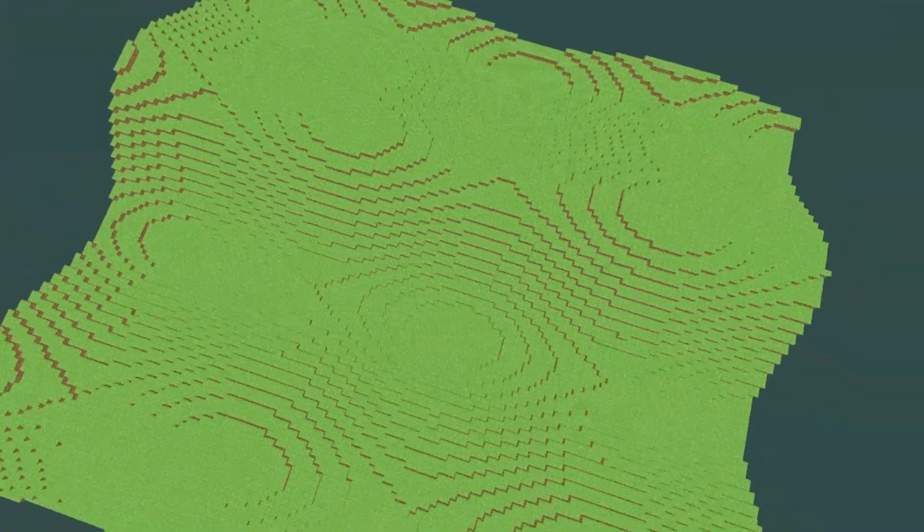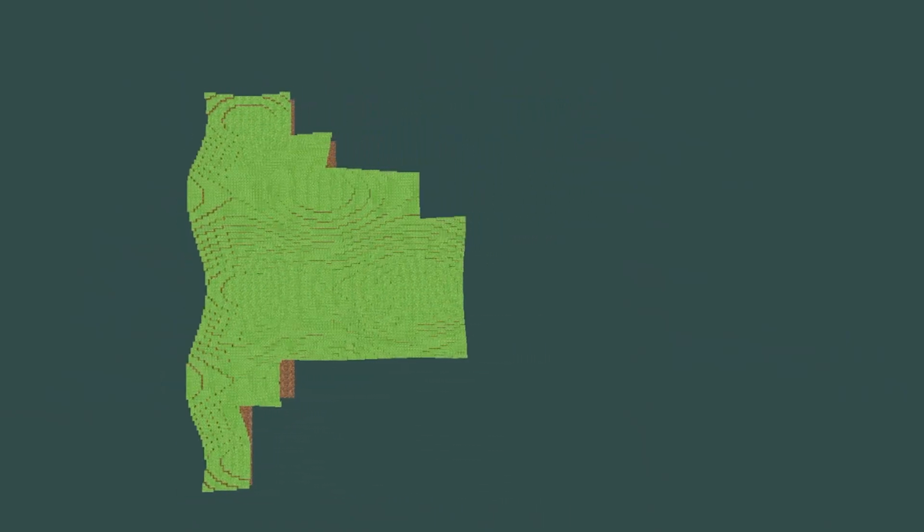And this is the chunk algorithm generation. As you can see, it generates around the player. But as you can see, it generates around the player in sort of more of a spiral looking shape instead of just a grid, which is very nice.